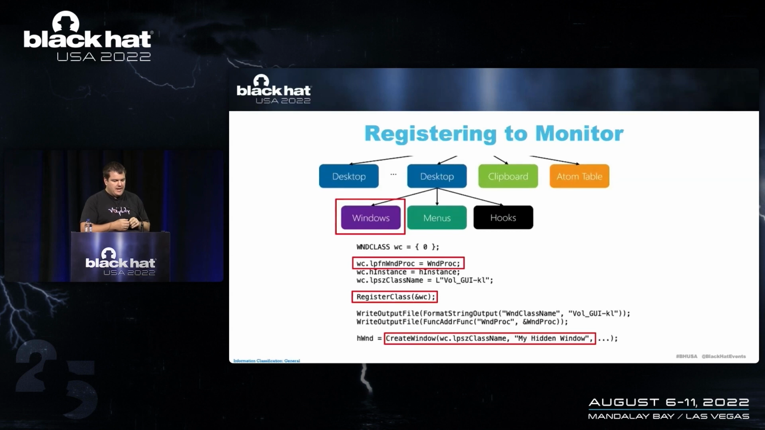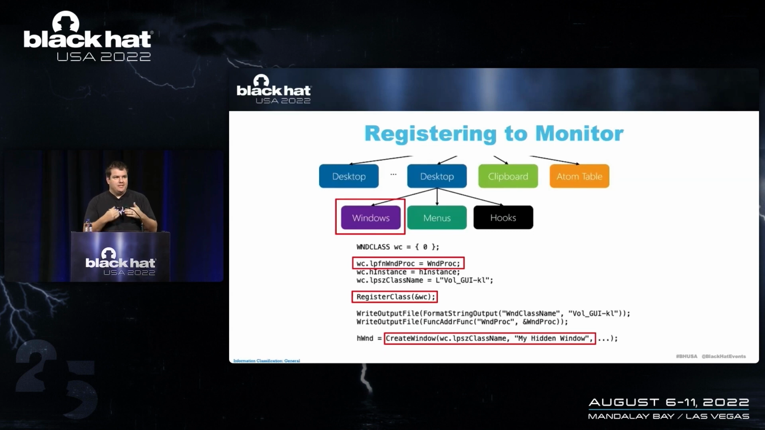And then what you see at the bottom is part of our proof of concept code. We have our callback function, or our hooking function, which is called WndProc. We're calling RegisterClass and then CreateWindow with that function associated. So what that means is every time a message is passed to that window, our function is going to be called.